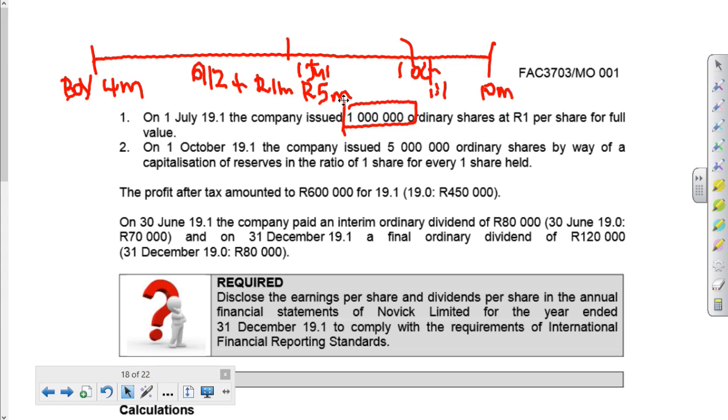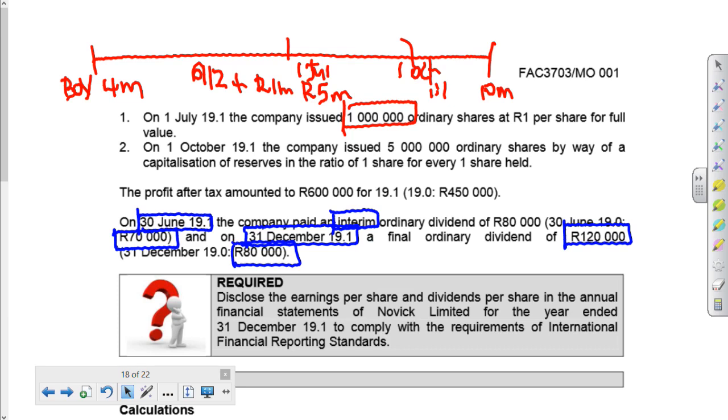The profit was 600,000 rand, and these are the dividends they've paid. I'm only going to worry about dividends per share for this question, but I'll show you the earnings. They paid an interim dividend on the 30th of June of 91. And the previous year, they had paid an interim dividend of 70. And then on the 31st of December, at year end, they paid a final dividend of 120. And the previous year, they had paid a final dividend of 80.